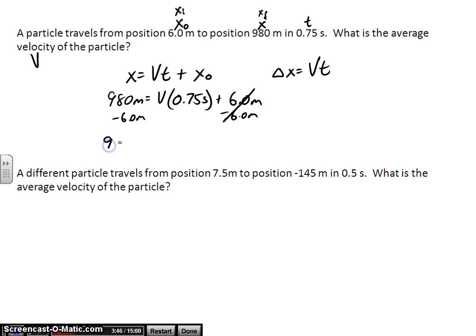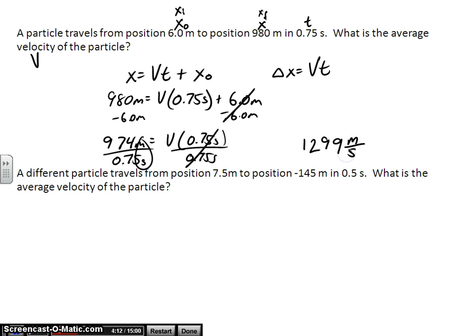So I get 974 meters equals v times 0.75 seconds. Divide by 0.75 seconds. So 974 divided by 0.75, I get 1299. Look at my units now. Meters over seconds. Now notice, they don't give us a direction like north, south, east, west, but we can also signify direction as being positive or negative. This answer came out as positive, so this suffices as an answer.